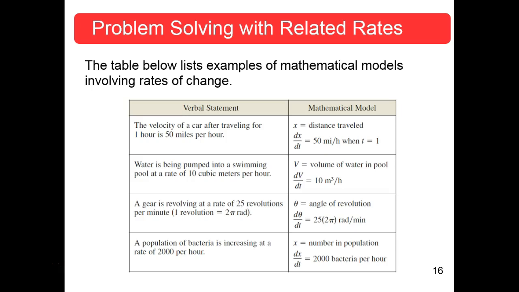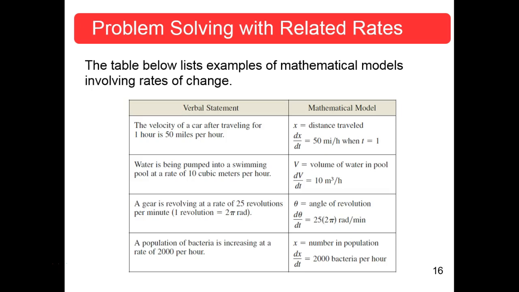The table below lists examples of mathematical models involving time rates of change. Okay? The velocity of a car traveling for an hour is 50 miles per hour. That's dx/dt is 50 miles per hour and t is 1 hour. This is rate dx/dt, or d, whatever your variable is. Water being pumped into a swimming pool at the rate of 10 cubic feet per hour. So cubic feet is volume. This is dV/dt is equal to 10 cubic feet per hour. Units are your friends. Pay attention to them.